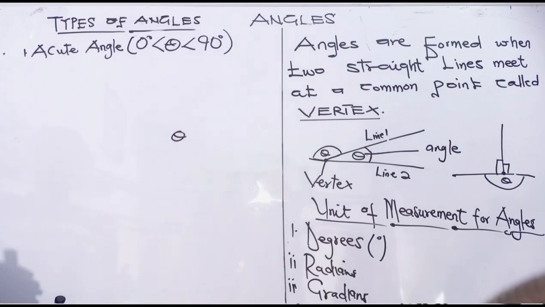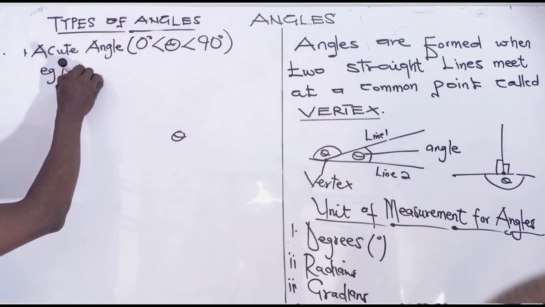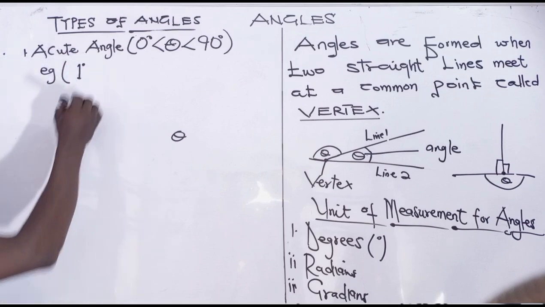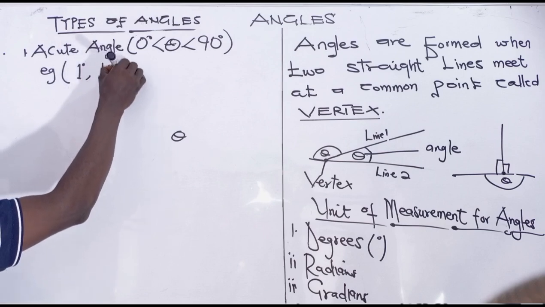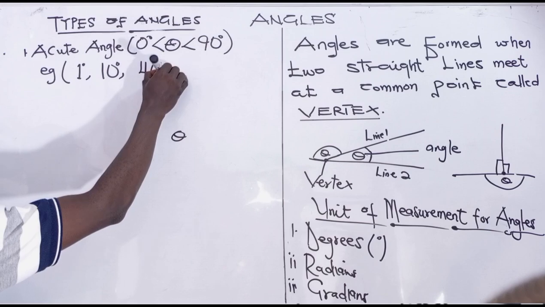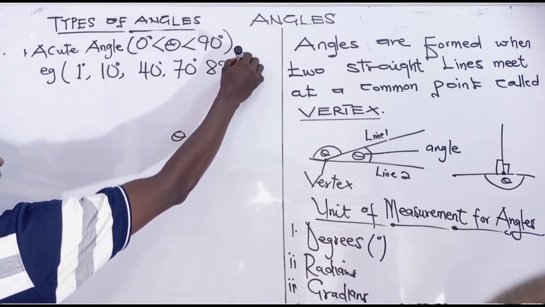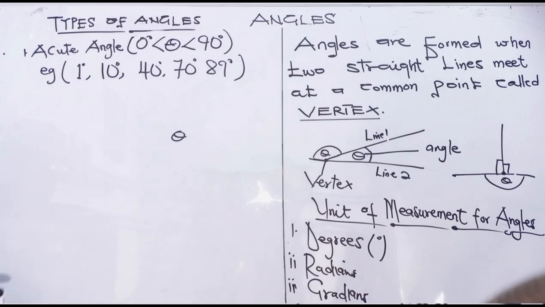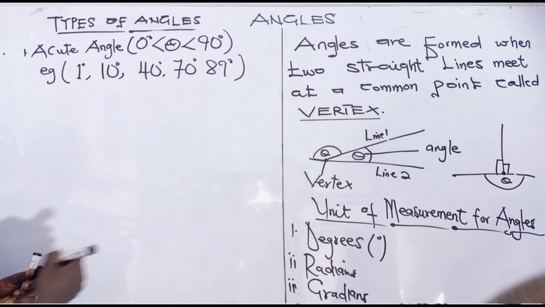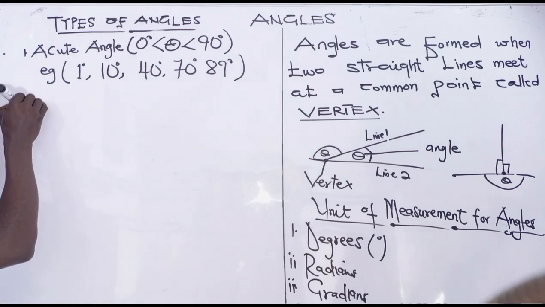Examples of acute angles: we have 1 degree, it is an acute angle. We have 10 degrees, it is also an acute angle. We have 40 degrees, 70 degrees, 89 degrees, and so on. These and many more are examples of acute angles. Now let's move on to the next type of angle, which is called the right angle.